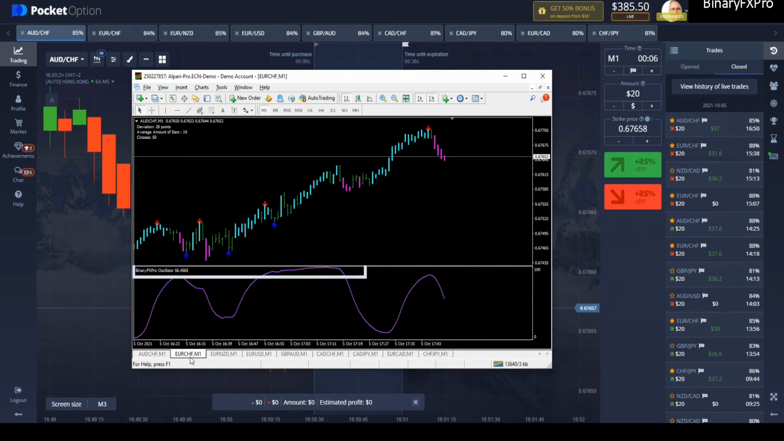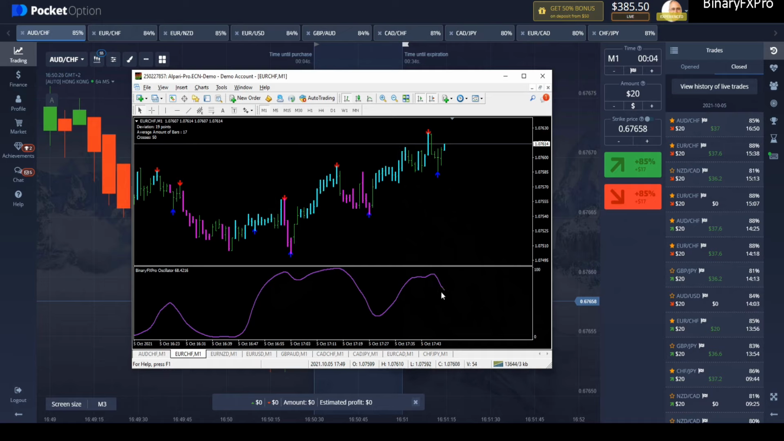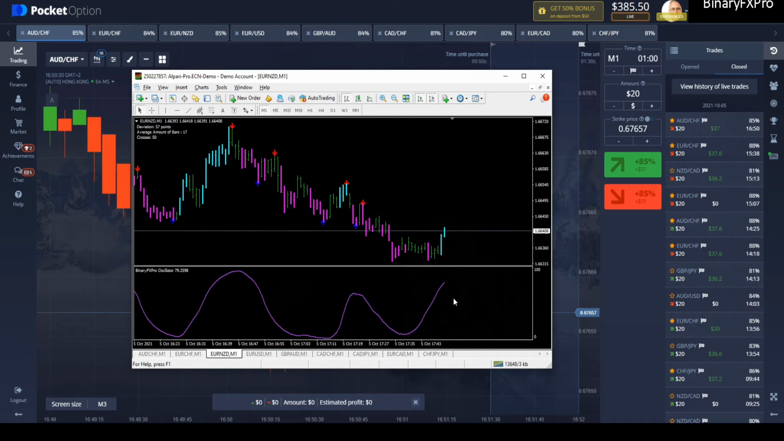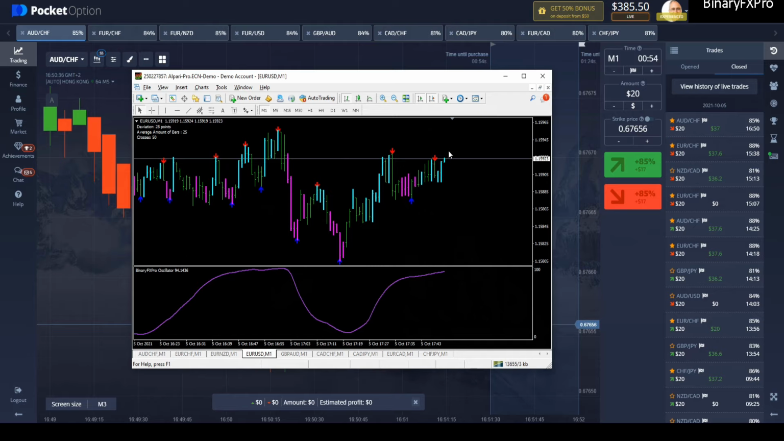First, we must look at the oscillator and the arrows to see if they correspond with each other. Then find a good momentum of each pair. This strategy requires patience and basic trading psychology to make a good profit and daily income.